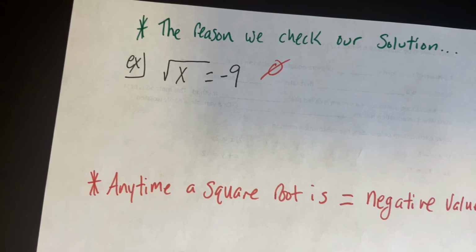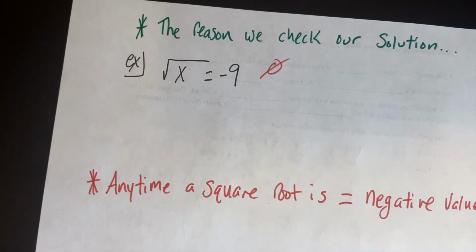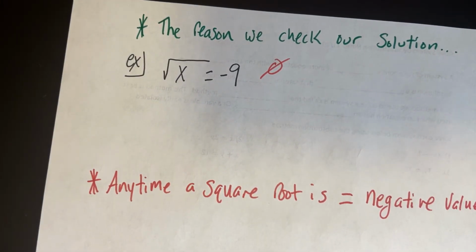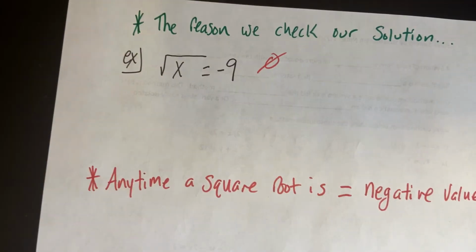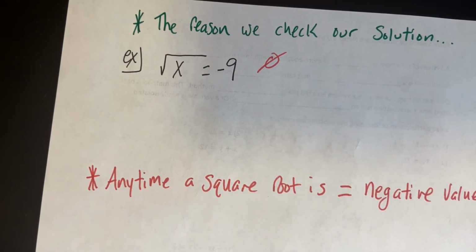You cannot square root a number and have it turn into a negative value. Maybe you can see this when a square root is on a side by itself and equal to a negative: it doesn't work. Maybe you get caught up in it and don't see it right away, that's fine.